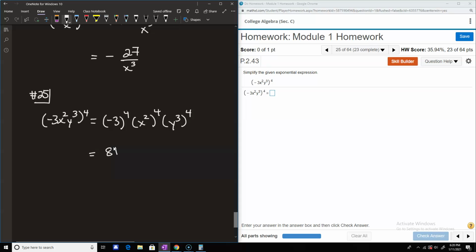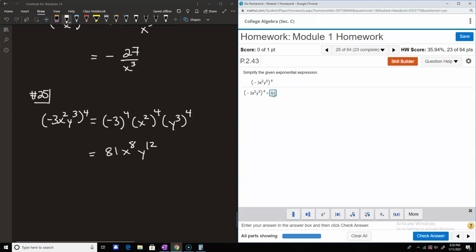And then for the remaining 2, we're using that third property I listed above, where we just multiply the exponents. So 2 times 4 makes 8, so we have x to the 8th. And 3 times 4 makes 12, so we have y to the 12th. So our simplified expression is 81 x to the 8th, y to the 12th.